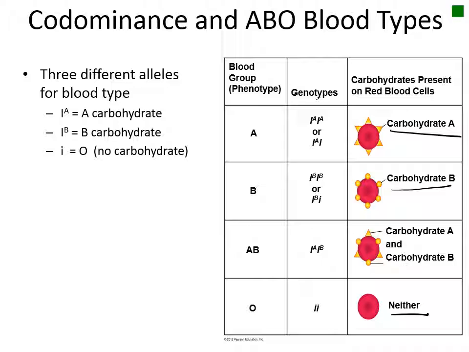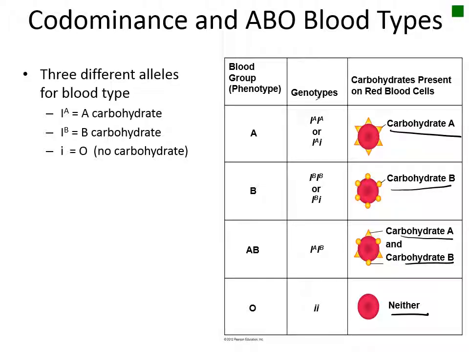The last blood type is AB, people who produce both carbohydrate A and carbohydrate B on their blood cells. They are able to produce both because they have one A allele and one B allele, which interact in a codominant manner.